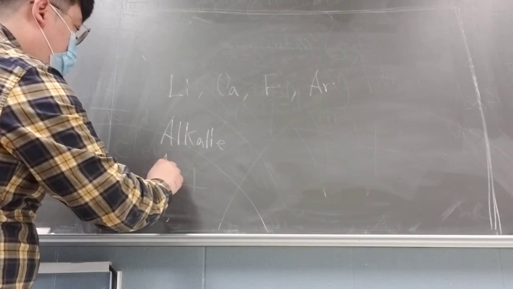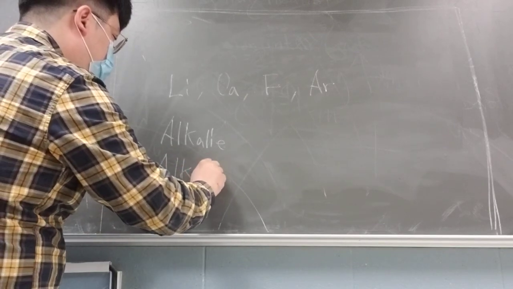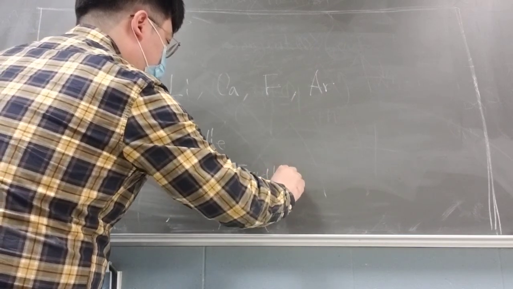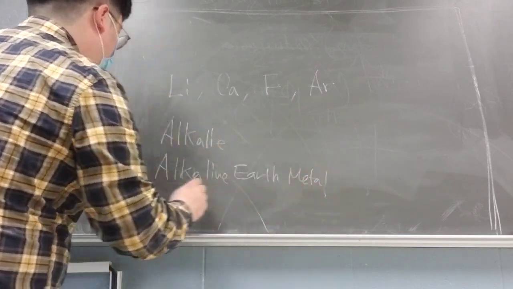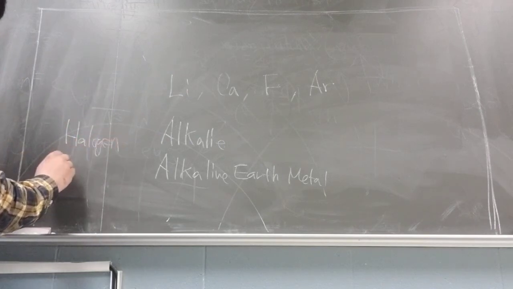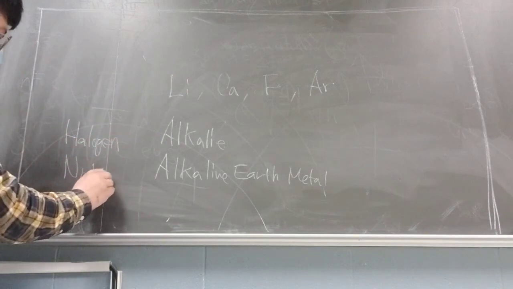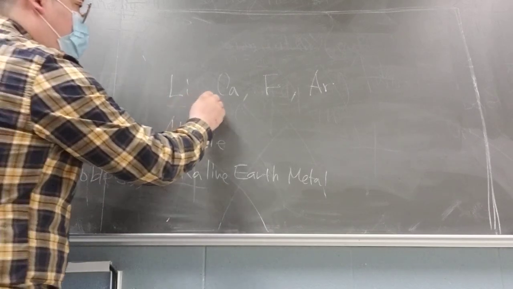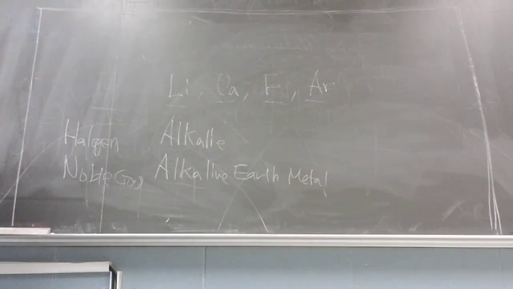Or alkaline earth metal, okay? Or which one is halogen, and which one is noble gas. That's it. Okay? So look at those elements and see which one is which.